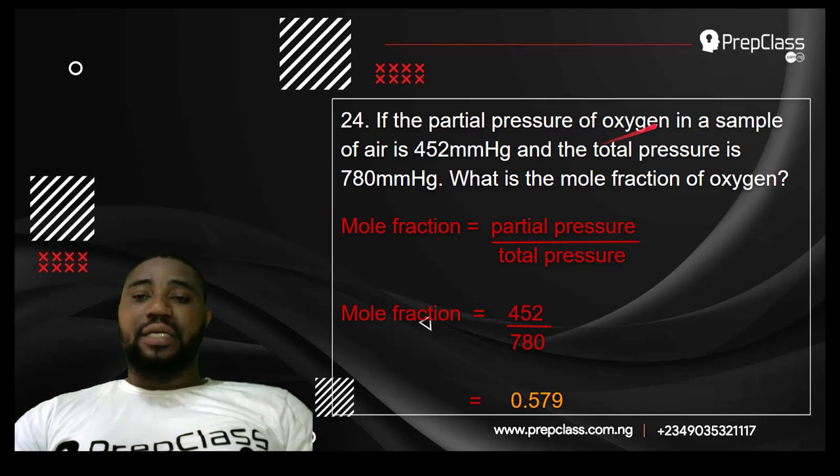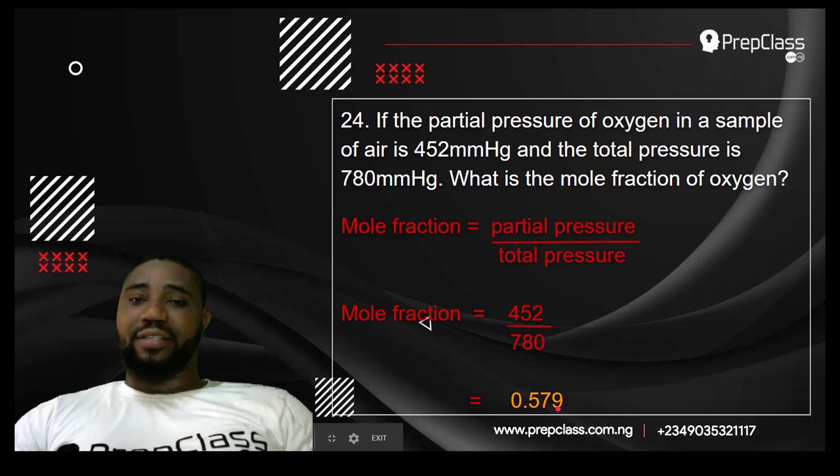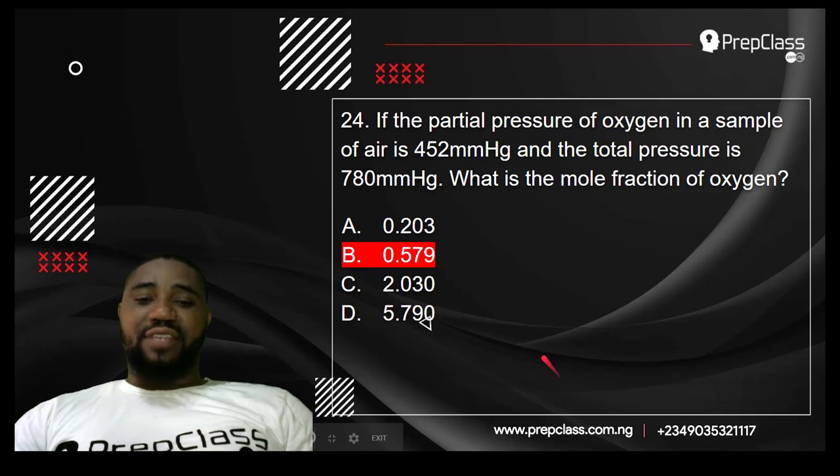So they've told you that in the sample of oxygen, it has a partial pressure of 452 millimeters mercury and a total pressure of 780 millimeters mercury. So mole fraction, partial pressure over total pressure. So your mole fraction equals, what's your partial pressure? 452 divided by, what's the total pressure? 780. So if you divide this by this, you get 0.579. That is your answer.